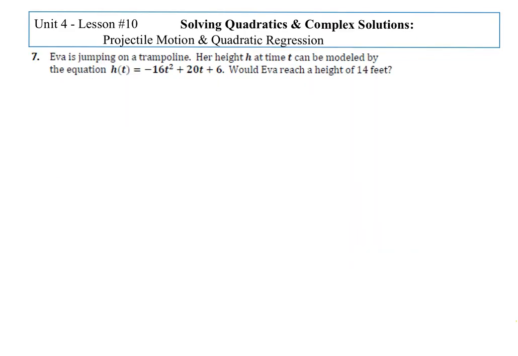All right, number 7, Eva is jumping on a trampoline. Her height at a time t can be modeled by the equation h of t equals negative 16t squared plus 20t plus 6. Now this question's a little bit different. It says, would Eva ever reach a height of 14 feet? So will she have a maximum height of 14 feet?